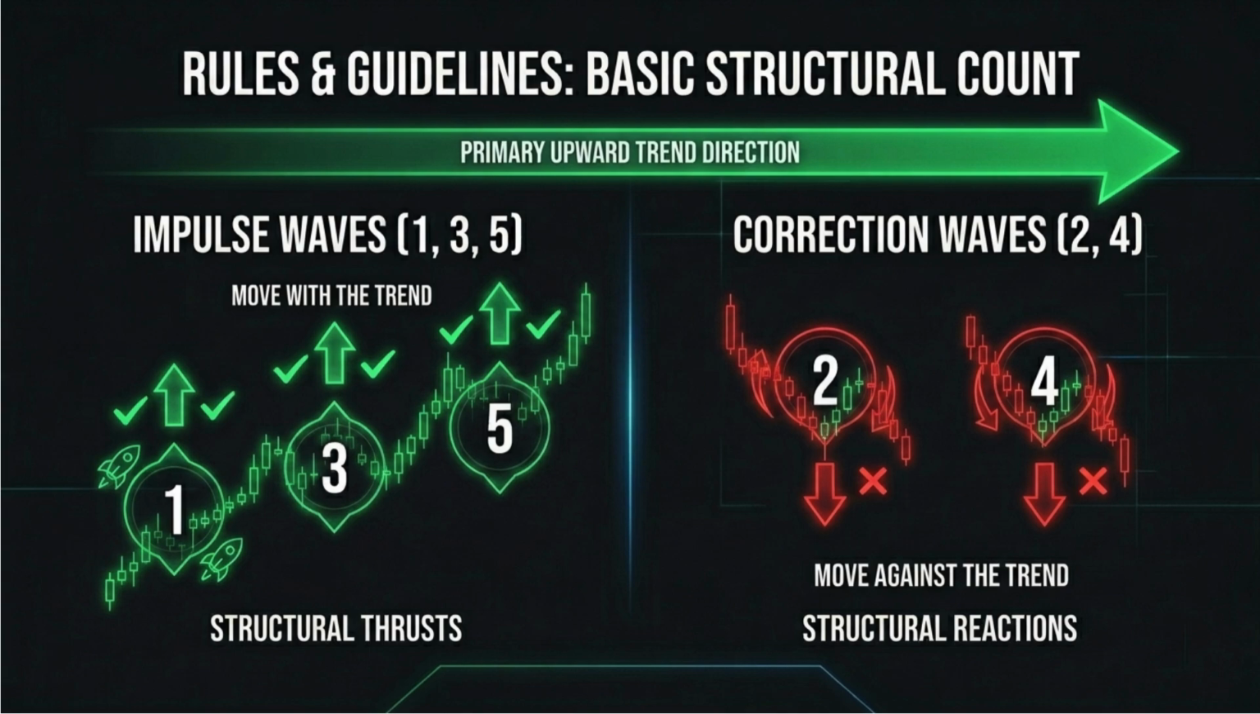Rules and guidelines. To recap the basic structural count, waves 1, 3, and 5 are structural impulses moving with the trend. Waves 2 and 4 are structural corrections moving against the trend. While waves can extend and expand, they never drop below the minimum structural requirements.